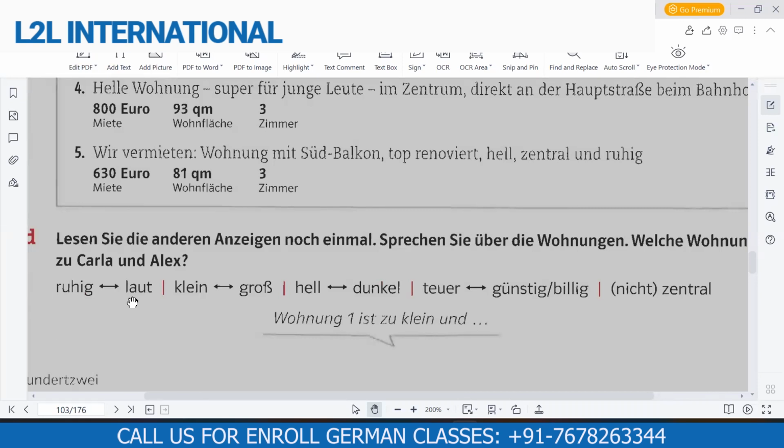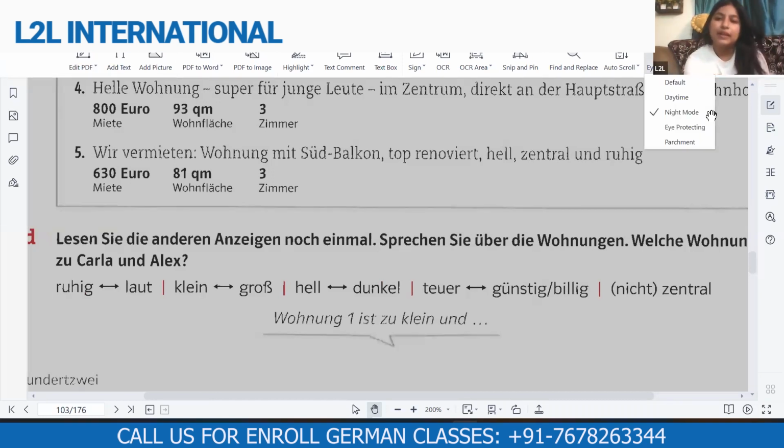So ruhig and laut. Ruhig is calm, laut is loud. Opposite. Klein, groß. Klein is small, groß is big. Hell and dunkel. Hell is bright, dunkel is dark. Then we have teuer and günstig oder billig. Teuer is expensive. Günstig oder billig is cheap. Then we have central, nicht central. That is central and not central.